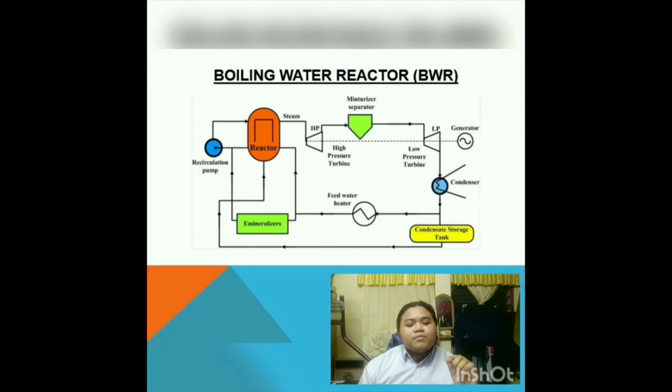The steam is condensed after going through a sufficient heat cycle. The condensate is pumped from the condenser through full flow polishing, demineralizer and feed water heater, and finally back to the reactor.